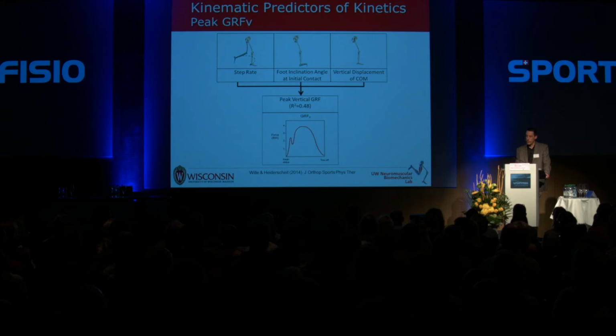So if we can estimate forces based upon what somebody looks like when they run, because we can all use video, we can all analyze mechanics, we can estimate these forces then. And so, for example, you can estimate vertical ground reaction forces by 3 key factors: a person's step rate, what their foot inclination angle looks like relative to the ground, so how much on their heel they are, and how much they bounce when they run.